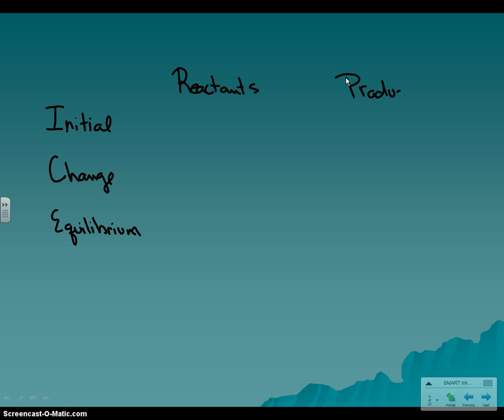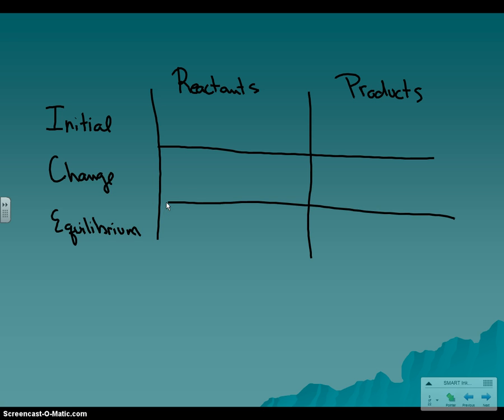But this is just a general format where you have reactants and products. I'm going to draw some really straight lines here so you can see the table format. Your initial concentration of the reactants is usually going to be given in the problem. So this is kind of like listing your givens. Your products are usually going to be 0. Your initial concentrations are usually going to be 0. We will run into situations in other chapters where it is not.